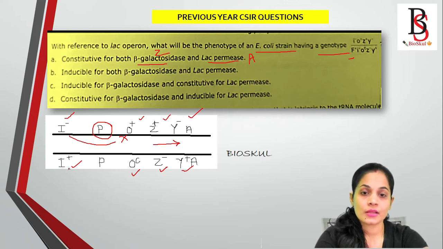Then next comes this one. Here it is I plus, that means it is the normal Lac I gene, it will produce the repressor, right?